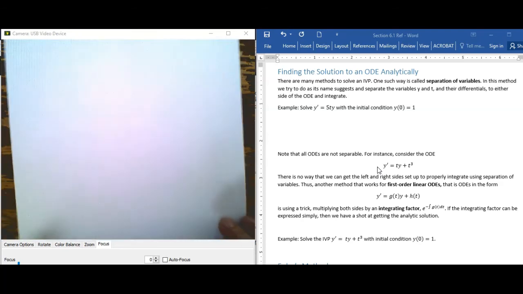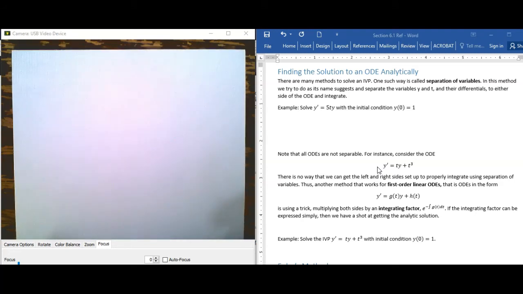So how do we do it? Well, we use a trick. We multiply by what is known as the integrating factor. The integrating factor is e to the power of negative integral of g of t dt. That g of t comes from this function here. If the integrating factor can be expressed simply, then we should have a shot at getting the analytic solution to our problem.